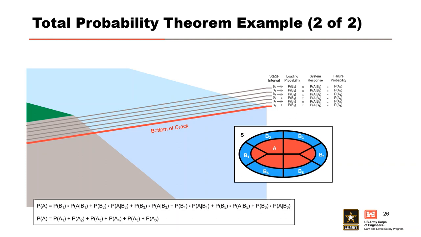The red area is the probability of failure, and it can be calculated by first multiplying the probability of A given a stage at interval B, known as the system response, by the loading probability of the interval. This is done for each interval, then the products of all the intervals are summed together. The equations are shown at the bottom of the slide. To summarize, at each interval, we are multiplying the loading probability by the conditional failure probability or system response, then summing up these products to get the total probability of failure.